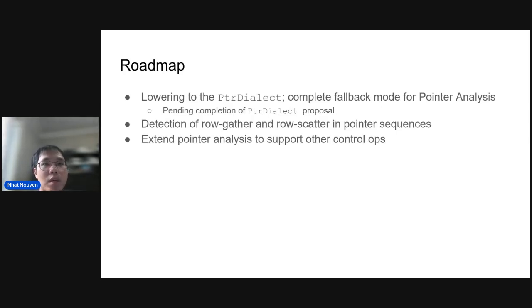In terms of the upcoming work, some of the work on our roadmap is to have complete fallback support for non-contiguous pointers. This is a change that's going to require the pointer dialect to land in MLIR first. We also want to detect more memory access patterns. The ones we're looking at are row gather and row scatter. And finally, we want to improve the passes to support IRs with control flow ops, such as SCF ops.